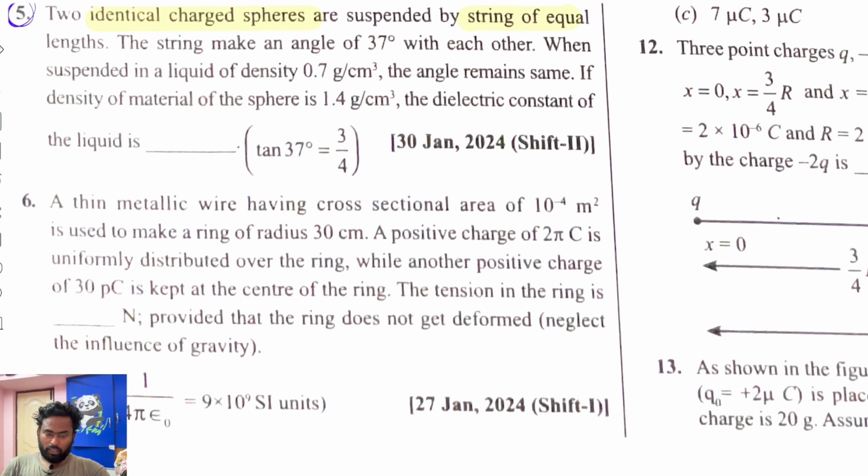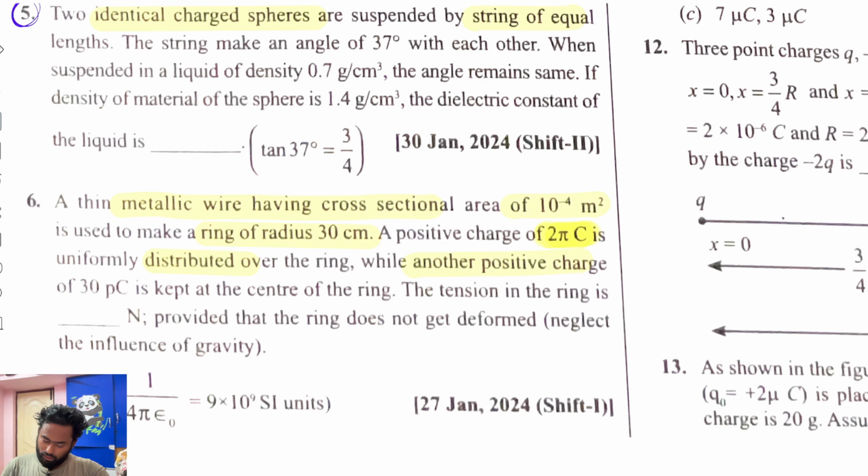What the next question is saying is that we have a metallic wire, cross section area given, used to make a ring of radius 30 centimeter. Positive charge 2 pi C uniformly distributed over the ring. Another positive charge 30 picocoulomb kept at the center. Find the tension in the ring, provided that the ring does not get deformed. Influence of gravity neglected.